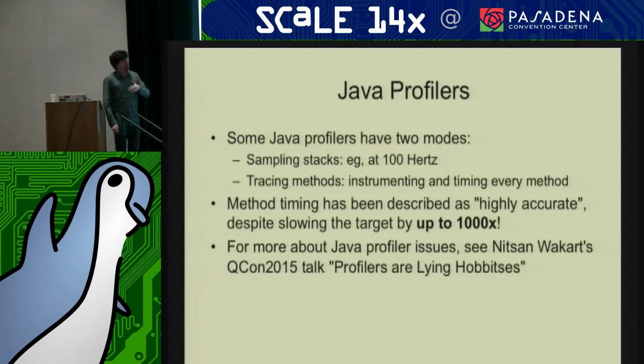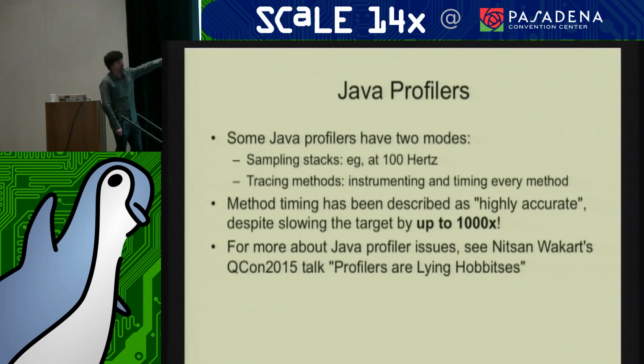Sometimes they have two modes, so sampling of stack traces, like at 100 Hertz, or tracing methods. And by now, you should identify tracing methods could be the really expensive one because of the frequency of events. I could do millions of methods a second. And they could slow the target.